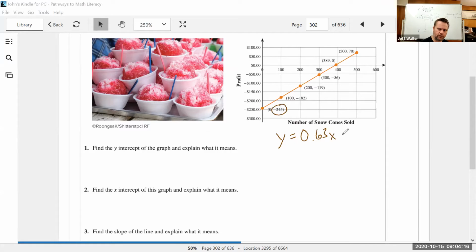Minus 245 is the adjustment. That's how much I got to take off. So this is how much profit per cone, but then it's minus the 245. And the point I try to make is, this is where you get the general equation of a line. It just kind of comes from what we do naturally. So this is going to be the slope times whatever x means in general, right? In this case, it means number of snow cones.